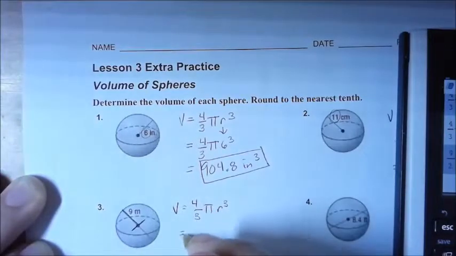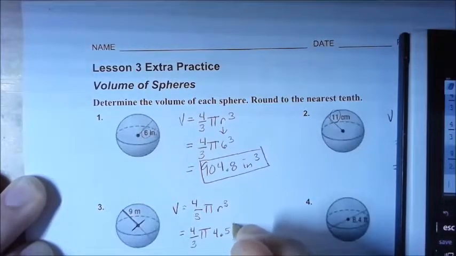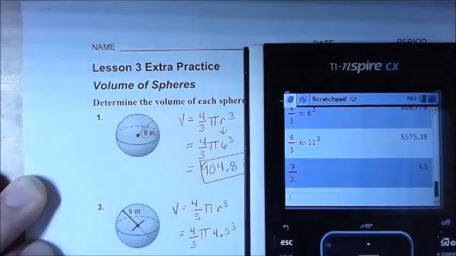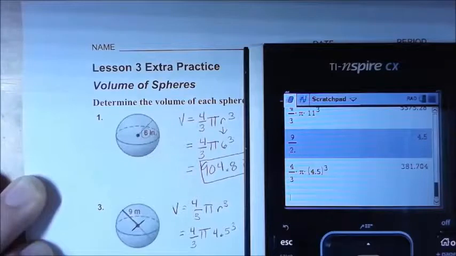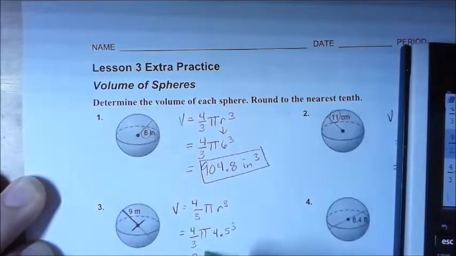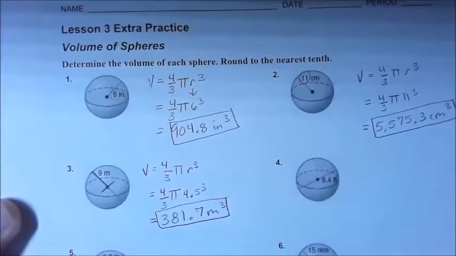So okay, we have 4/3 times pi times 4.5 cubed. And if we put that into the calculator, we get 381.7. So that one's 381.7 meters cubed. And that's all we need to do for these. So I'll let you finish up the rest. And once you're done with these, I want you to move on to the next assignment.